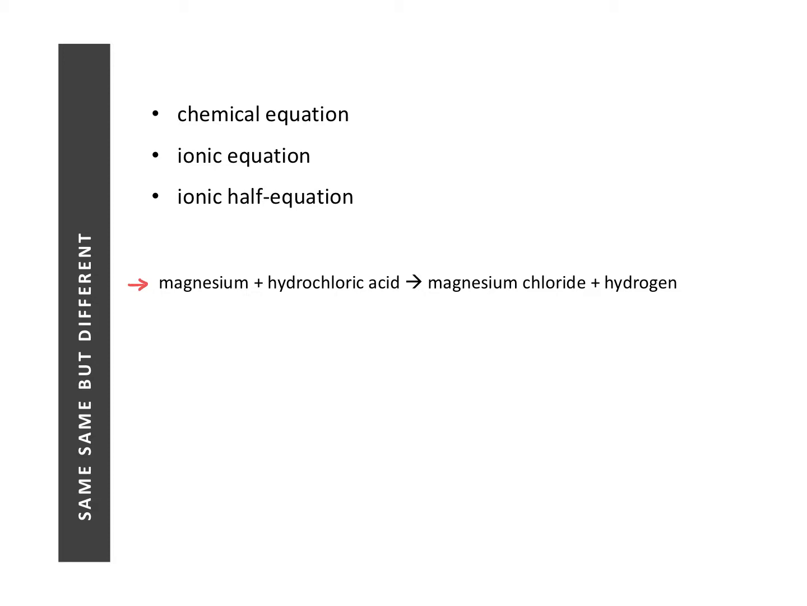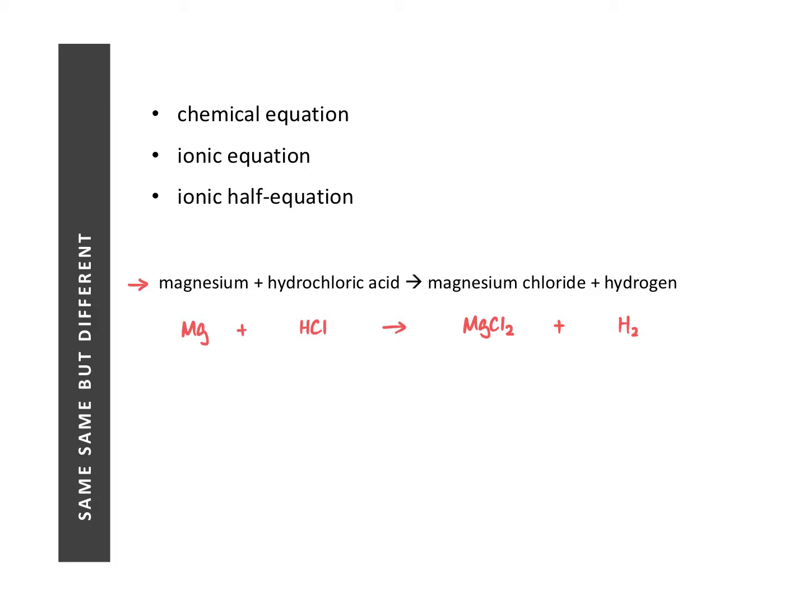And how do we do that? We first convert each substance, each reactant and product, and represent them by their chemical formula. So magnesium is a metal, so Mg. Hydrochloric acid, HCl. Magnesium chloride is an ionic compound, and if you can recall, the formula is MgCl2. And then hydrogen being a non-metal, you have to take note that hydrogen is a diatomic molecule, so H2. So the chemical equation looks something like this.